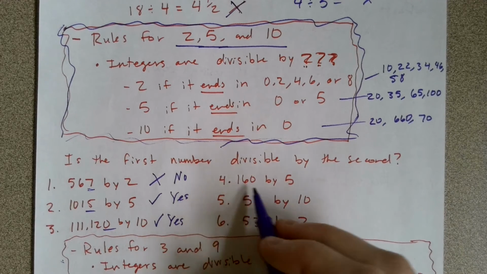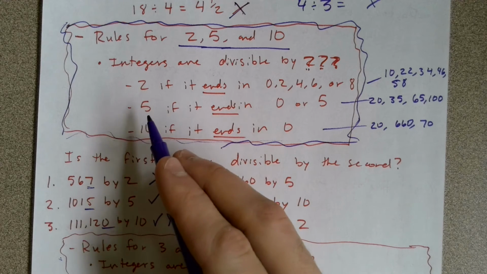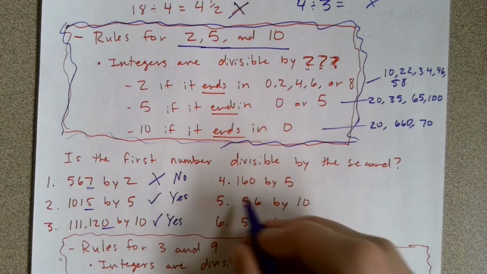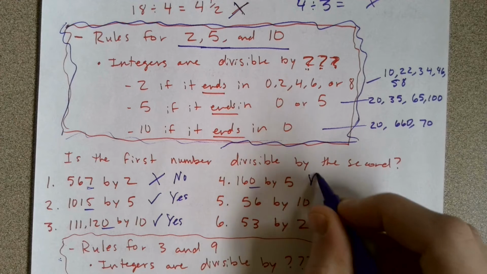Right here, we've got 160 by 5. We got 5 if it ends in 0 or 5. This one ends in a 0. This one would also be a yes.